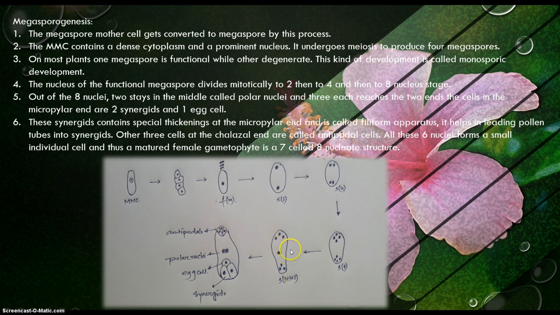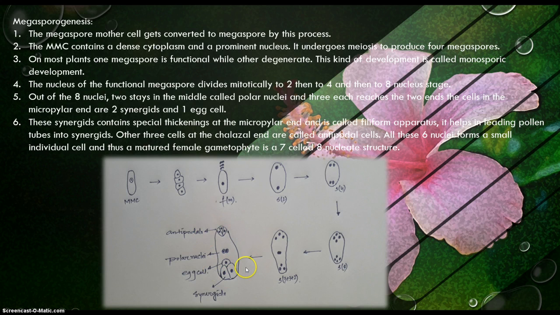This marks the formation of a fully mature female gametophyte. If you see the center of the mature female gametophyte, it contains 2 nuclei, and these 2 nuclei are known as what? Polar nuclei. At the chalazal end, it contains 3 cells, and these cells are known as antipodal cells or antipodals. And at the micropylar end, we have 2 big cells known as synergids, and it also contains an egg cell.